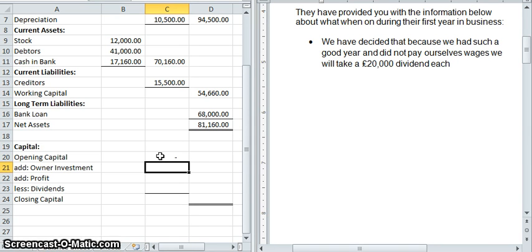Okay? We know that our owners invested from elsewhere on this document that we've already seen when doing our assignment, that the owners invested £25,000. So we're going to put that in.